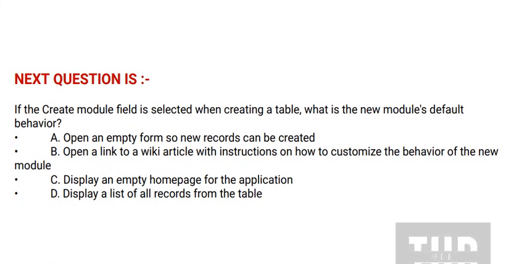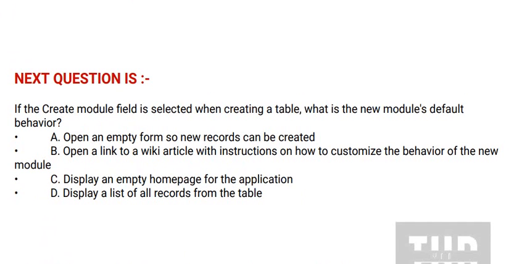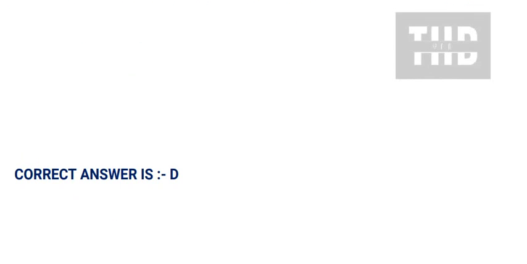Next question is, if the create module field is selected when creating a table, what is the new module's default behavior? Option A, open an empty form so new records can be created. Option B, open a link to a wiki article with instructions on how to customize the behavior of the new module. Option C, display an empty home page for the application. And option D, display a list of all records from the table. And the correct answer is option D.